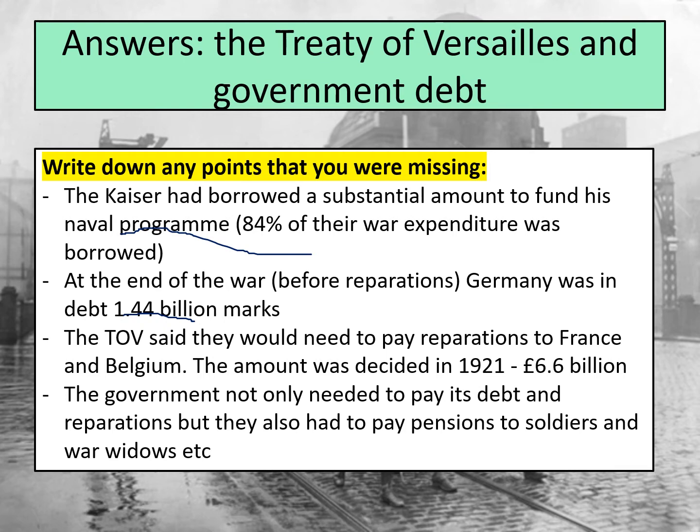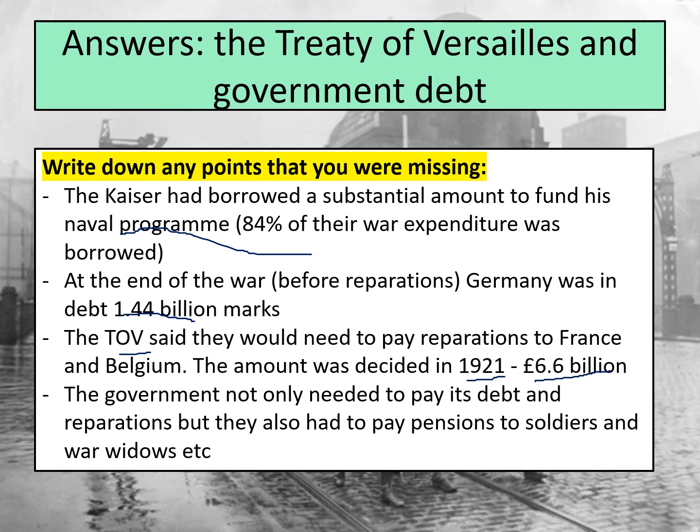They also then have to pay reparations. Now remember that the Treaty of Versailles was signed in June 1919, but they don't actually decide how much Germany's going to have to pay until 1921. And when they do decide it, they decide £6.6 billion, or the equivalent of 132 billion gold marks. So it's a lot of money that they're having to pay there.